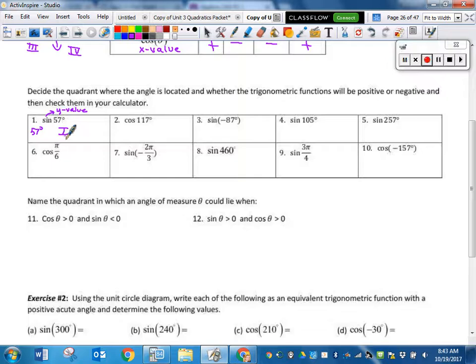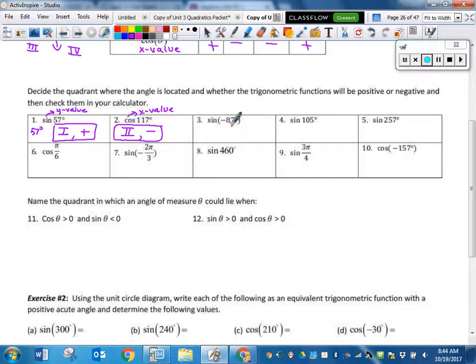So then it's quadrant 1, and therefore my y value in quadrant 1 would be positive. 117, now I'm talking 117. 117 is in quadrant 2, between 90 and 180, and cosine is my x value. So in quadrant 2, my x value means we're moving left, that means it would be negative.